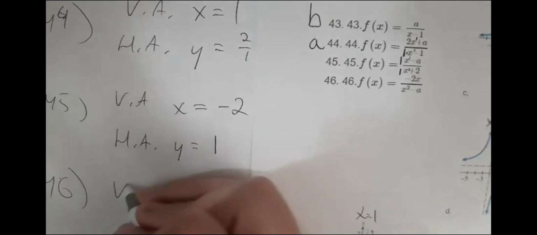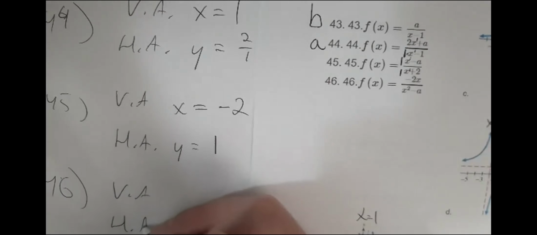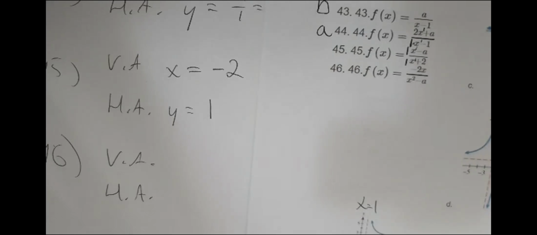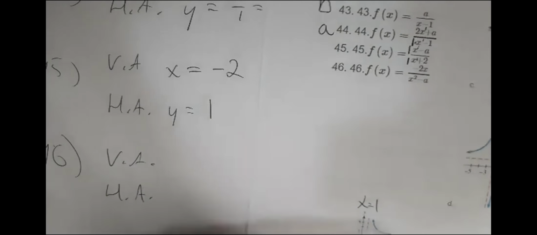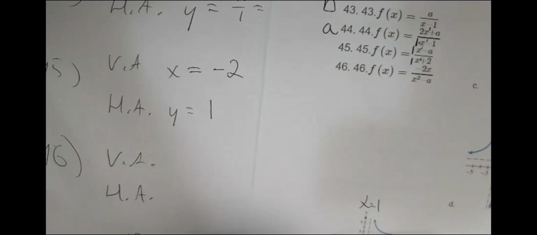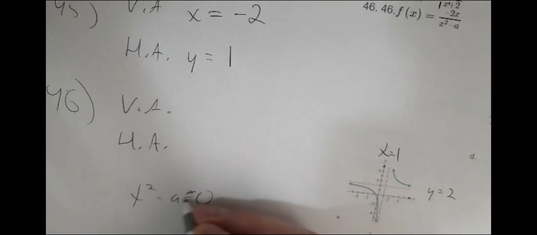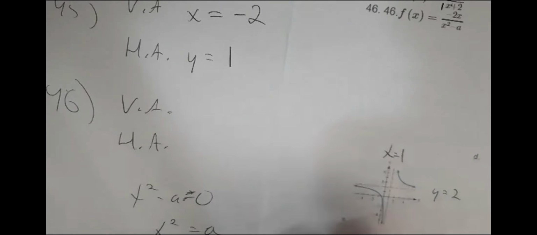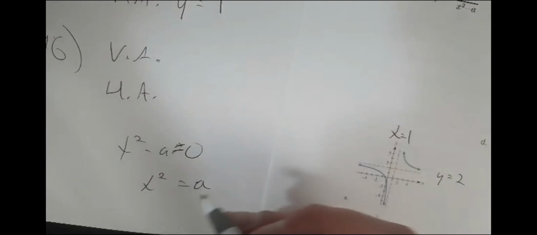And last but not least, if I find my vertical asymptote and my horizontal asymptote, you could probably use the power of deduction without doing this last one. But if I wanted to figure this out, I would set what? X squared minus a equals 0. I guess we could do that. X squared minus a equals 0. We're going to add the a over and take its square root. We would have to use the square root property.